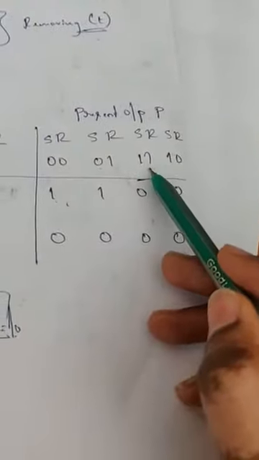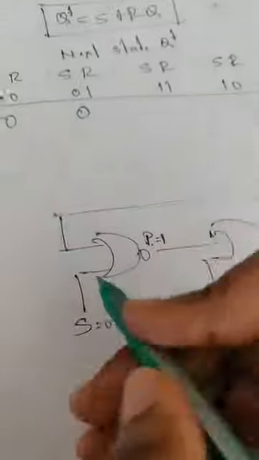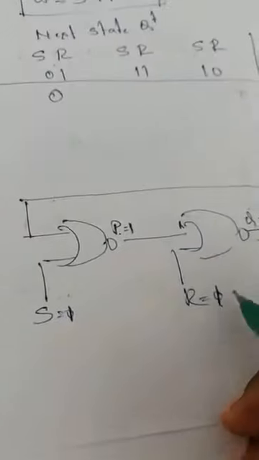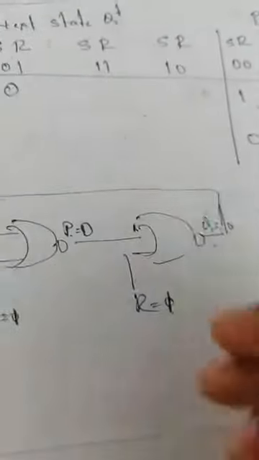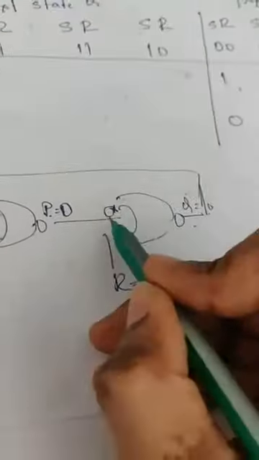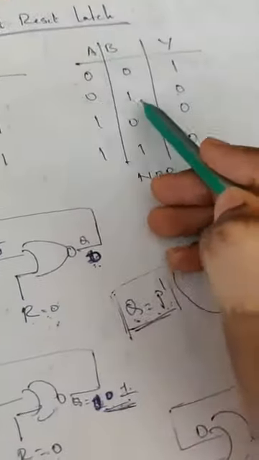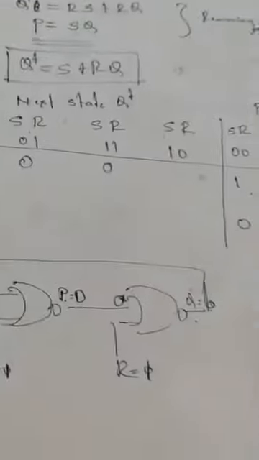When S is equal to 1, R is equal to 1, P is equal to 0. P is 0, okay. Let me write 0 here. 0 and 1, what will be the output? 0 and 1, it will be 0, right? So again it will be 0. So write 0 here.